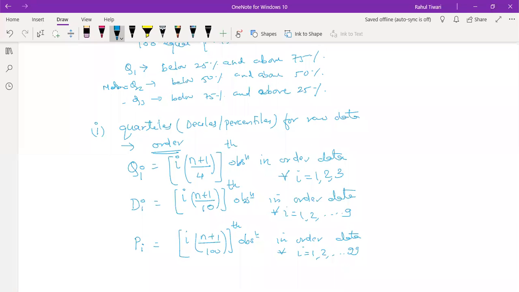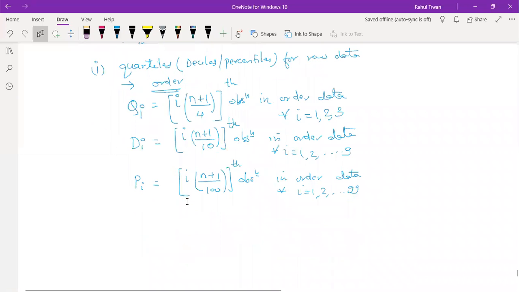I will teach you both ways, the shortcut technique as well as the long-cut technique. First we will go by our usual formula and see how we can compute the quartiles for this data. For example, I'll take a small data.